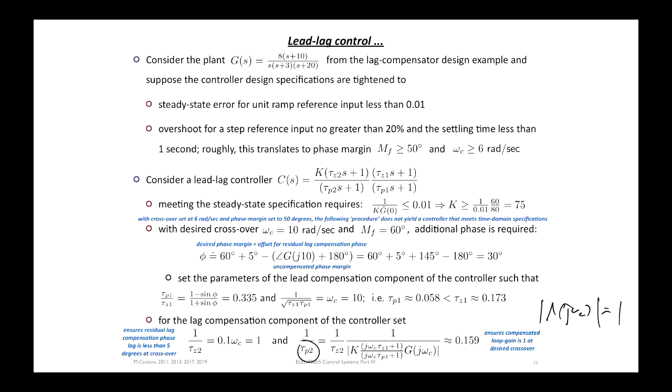So this is not the only way to do things. It's just one way, and I'm showing you just so that you can see examples of how you might go about choosing these parameters to meet specifications. Okay? The other way to do it is just to sit in front of MATLAB and move the parameters around until you get the desired loop shape, crossing over the desired crossover frequency with the right sort of phase margin and so forth, right?